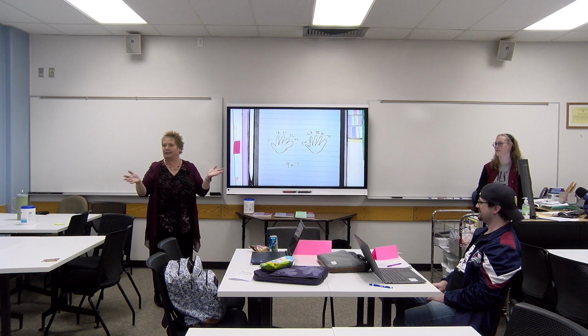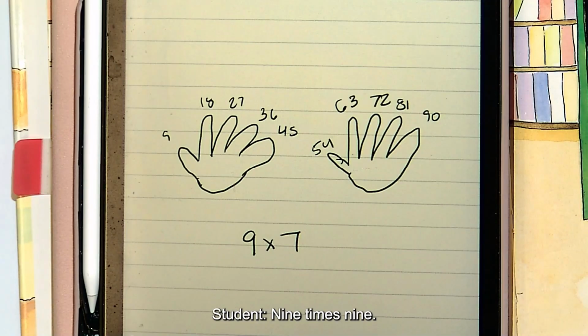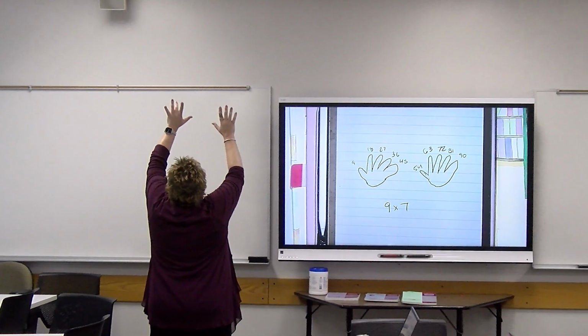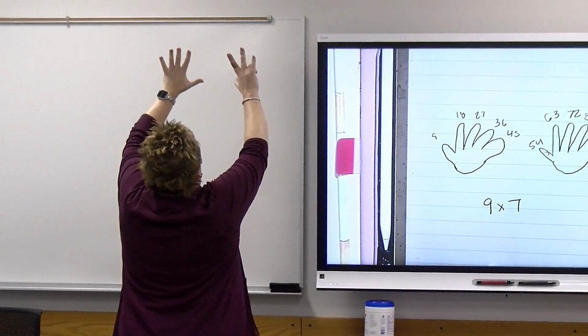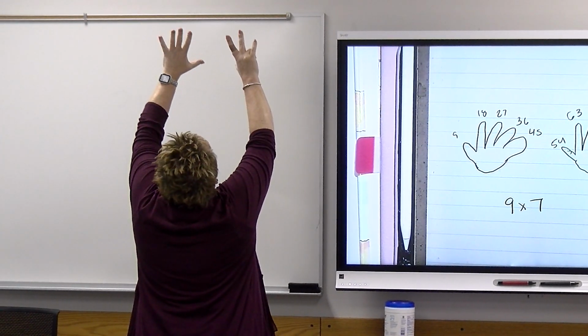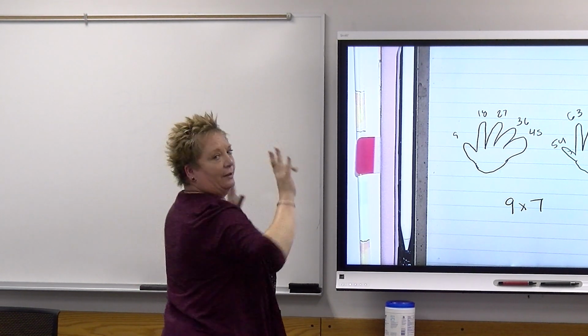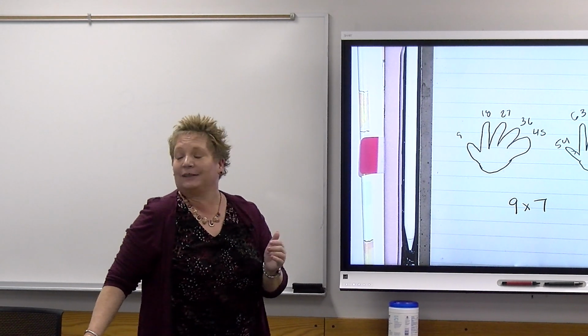Let's see if it works with something else. Who can give me another 9 times table? 9 times what? Give me any number. 9 times 9. Okay, so let's do it. 1, 2, 3, 4, 5, 6, 7, 8, 9. We're going to put this finger down. Okay, how many fingers are on this side? 8. And how many is after that? 1. And what's it equal? 81. Yeah.